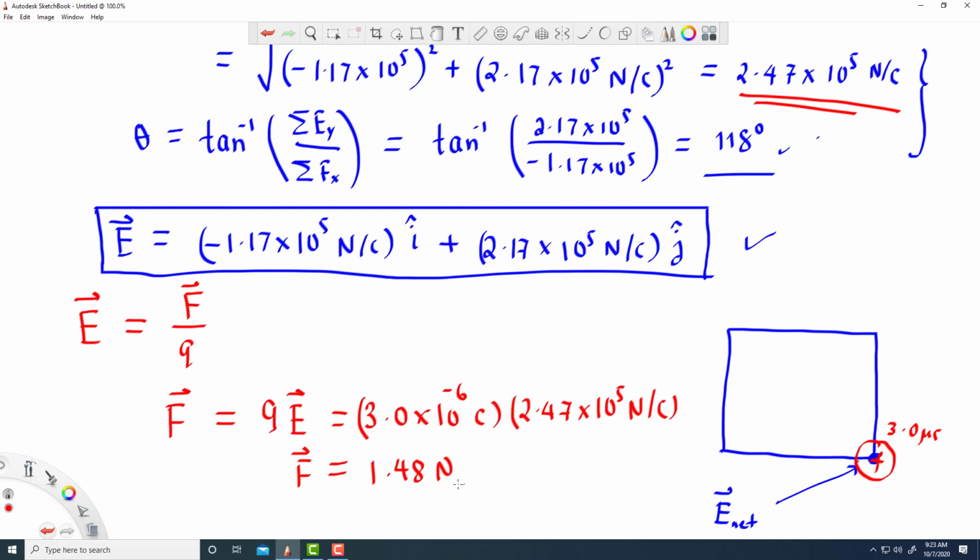Okay, and again we also need direction. The direction of the force and the direction of the electric field are always the same. Okay, the force is always along the direction of the electric field, so same direction, so at 118 degrees.